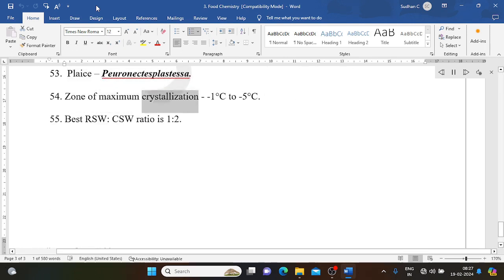Zone of maximum crystallization: -1 degree Celsius to -5 degrees Celsius. Best RSW to CSW ratio is 1:2.